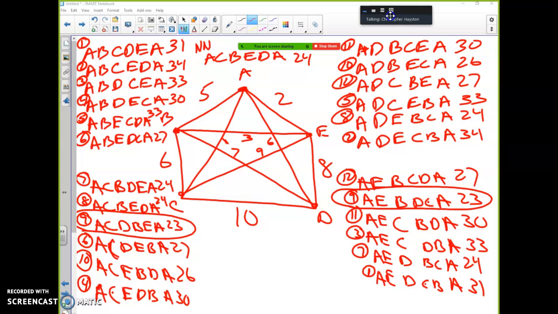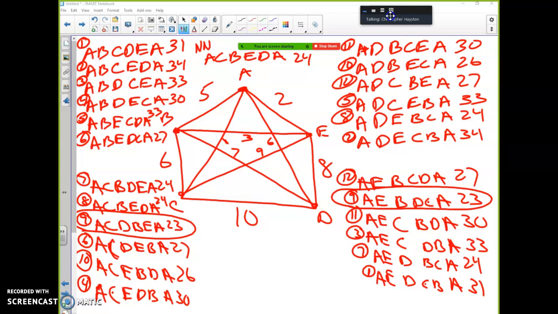Now, it speaks to why the nearest neighbor is a good method. Think about it. The best route I have here is 23. It took me literally 10 minutes to do. Or I can take my nearest neighbor route of literally what? 24. It's one more. And I'm literally saving myself about basically 10 minutes.